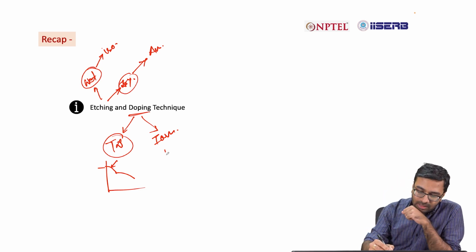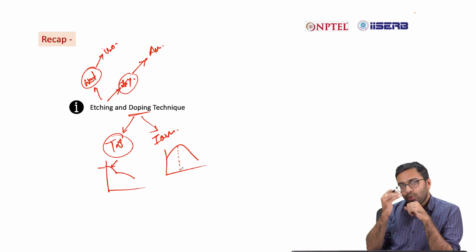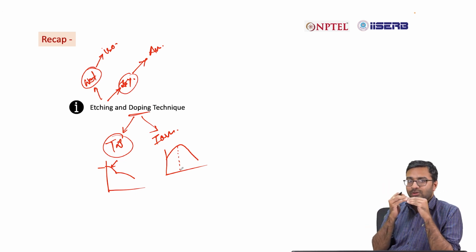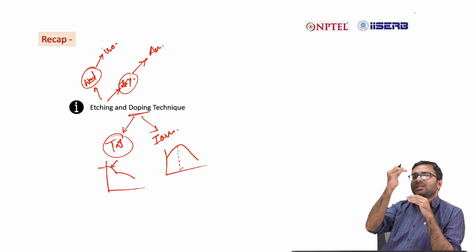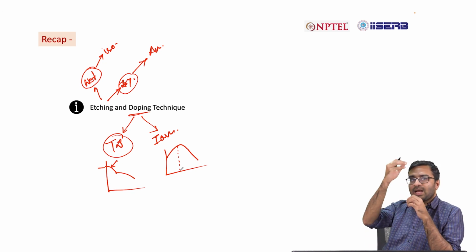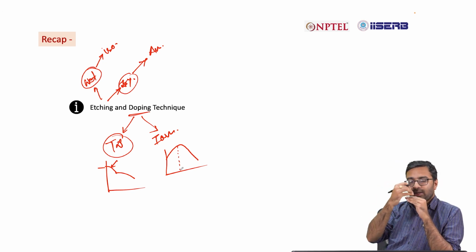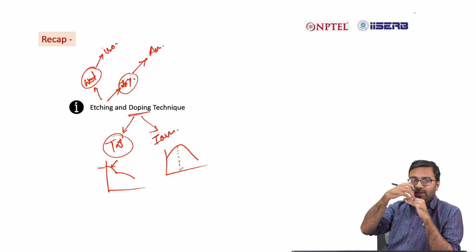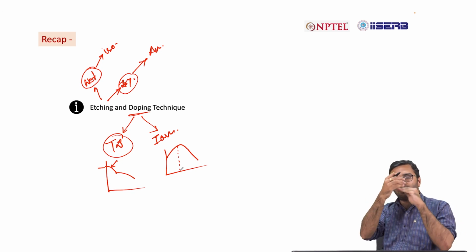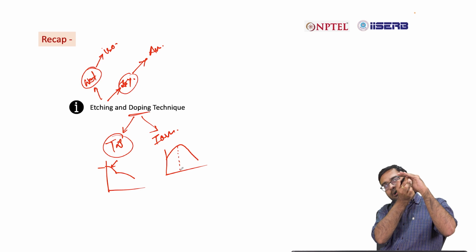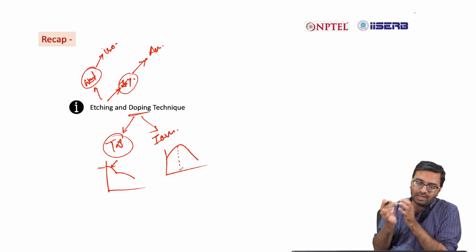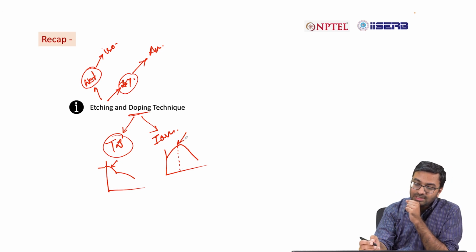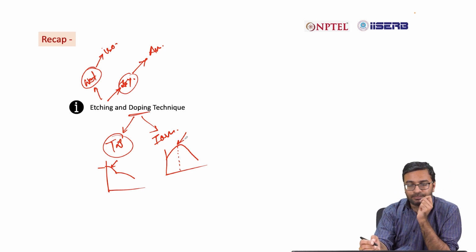In case of ion implantation, the concentration is highest somewhere below the surface at a certain depth. It's not on the surface, it's somewhere below the surface, because high velocity atoms are hitting the surface of the semiconductor. So obviously that atom will penetrate the surface a bit and then will get settled. So that's why you'll find that the concentration is highest at a certain depth.